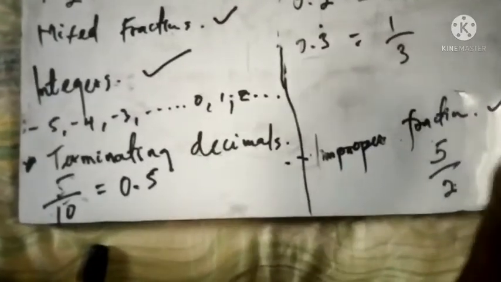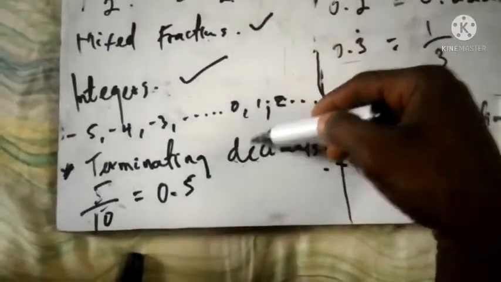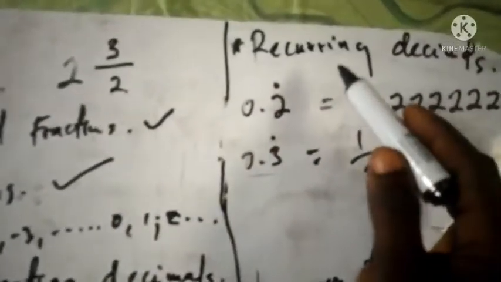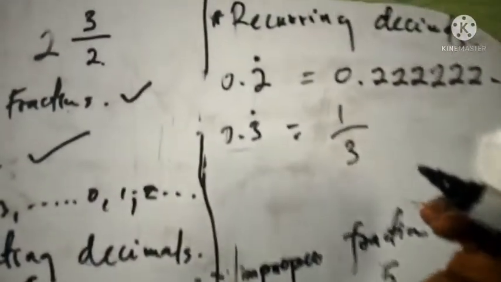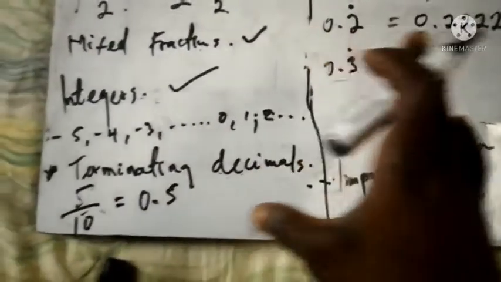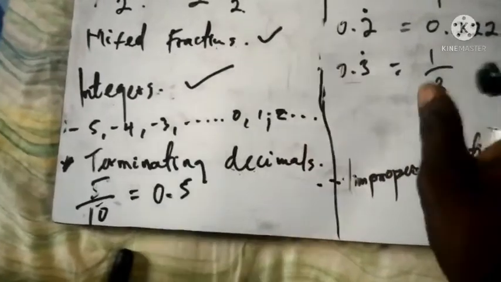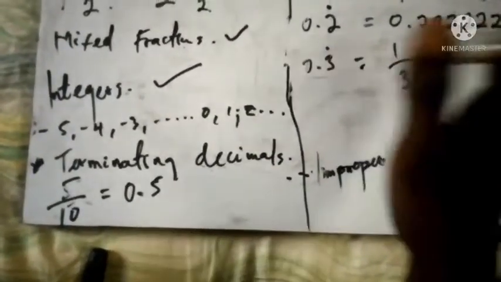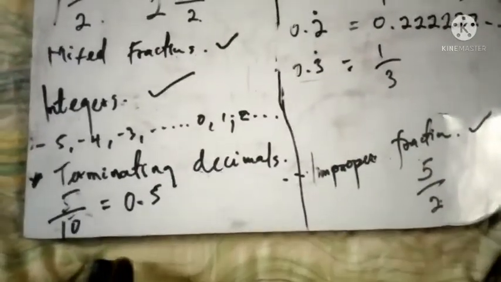Now I have the children of rational numbers: the proper, improper, and mixed fractions, and then integers, and then terminating decimals, as well as recurring decimals. So it's very, very important. Is that okay? It is very, very important. So anything like this, I can rewrite it as a rational number. So pay attention to this. It's very, very important. So anything of this nature, I can rewrite it as a rational number. So let's move on.